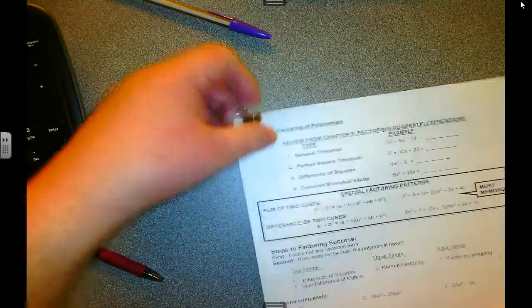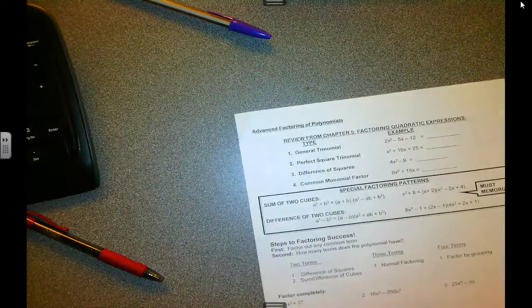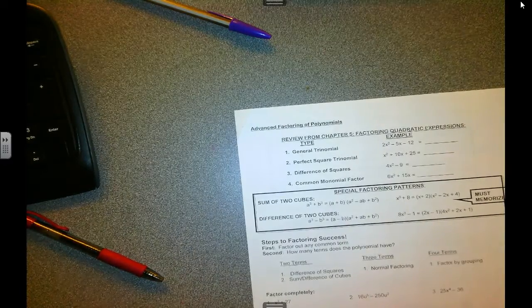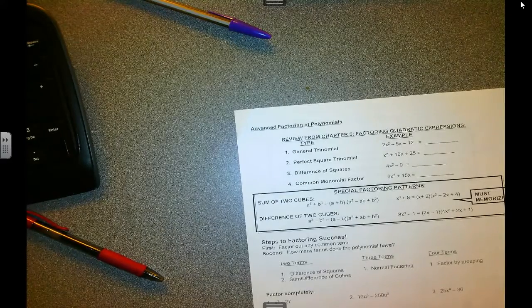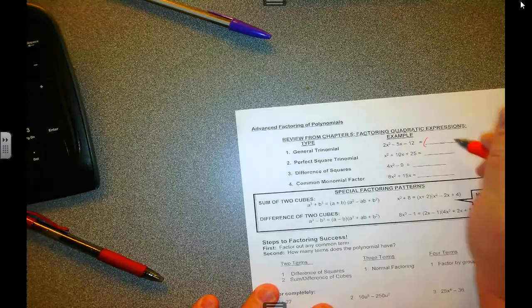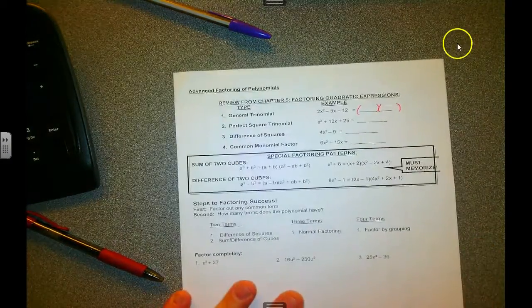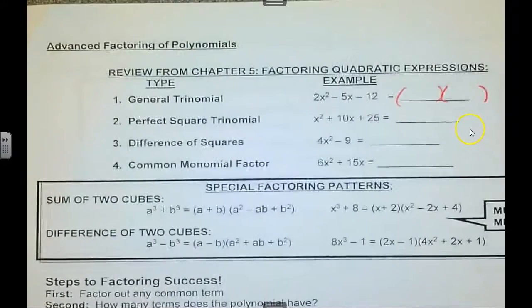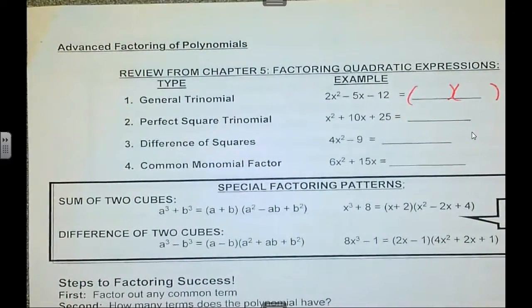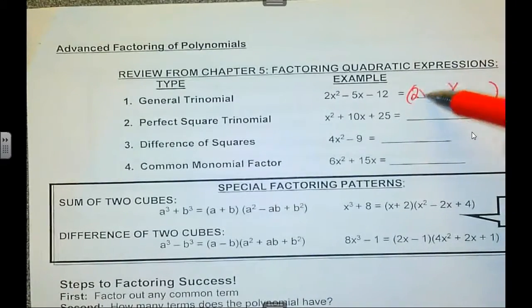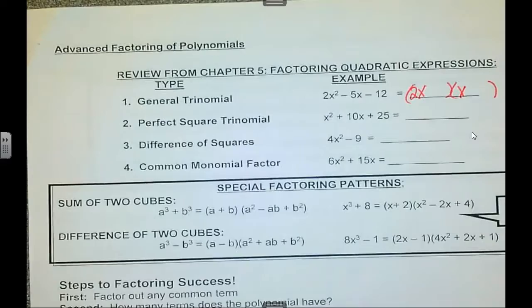Okay, advanced factoring of polynomials. You know how to do a general trinomial, right? Of course you do. Easy peasy stuff. Okay, the other way to get to, let me zoom in here. The other way to get 2x squared is 2x times x.